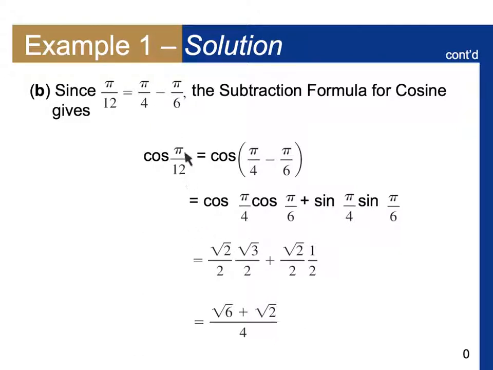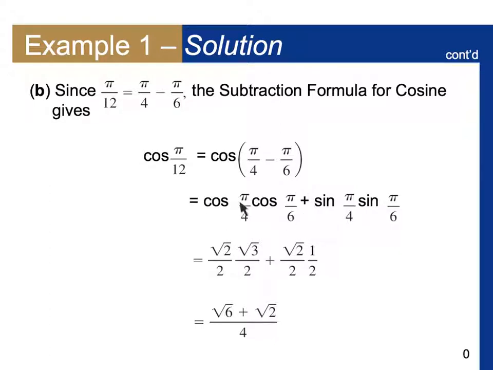Okay, the next one we're looking for is cosine of pi over 12, which we don't know. But if you take pi over 4 minus pi over 6, you get pi over 12. See, this would be 3 pi over 12, and this is 2 pi over 12 if we get a common denominator. So 3 pi over 12 minus 2 pi over 12 is 1 pi over 12. So pi over 4, remember, is like 45 degrees. Pi over 6 is like 30. Okay, so we're going to take cosine of pi over 4 minus pi over 6. So that's cosine of pi over 4 times cosine of pi over 6, following the formula, plus sine of pi over 4 times sine of pi over 6.